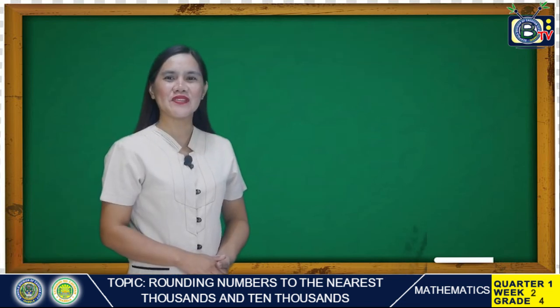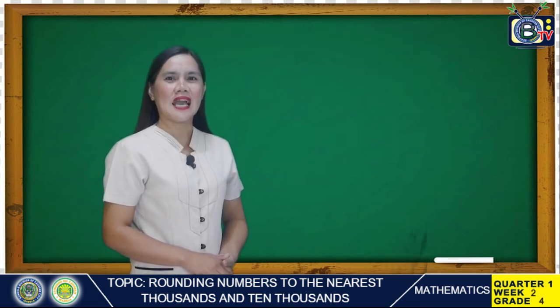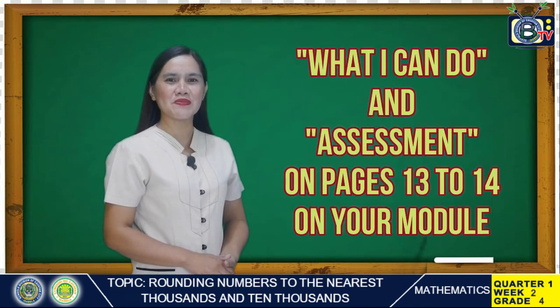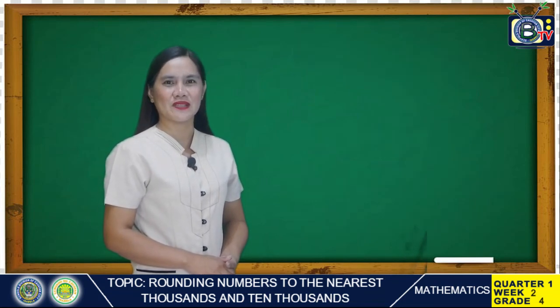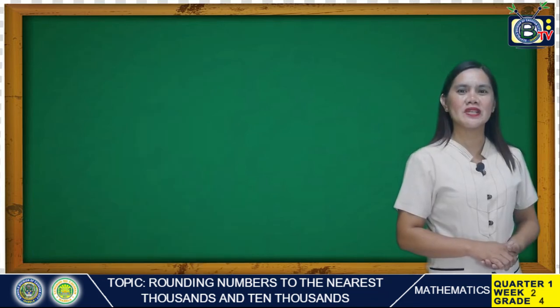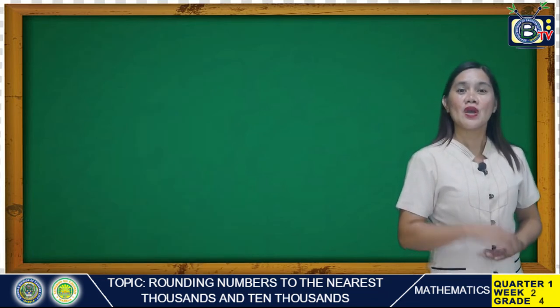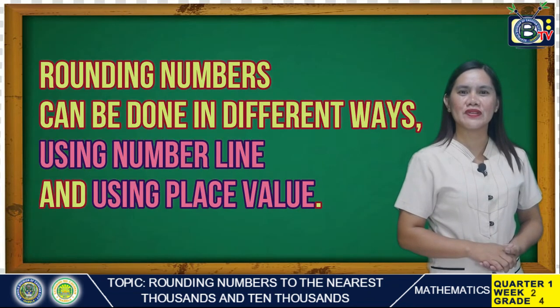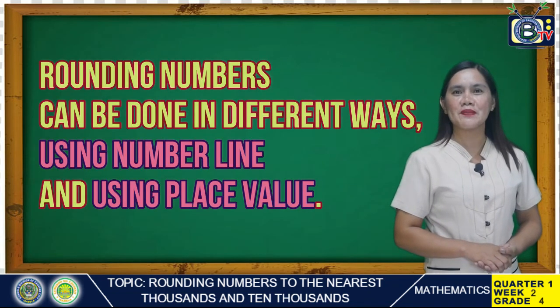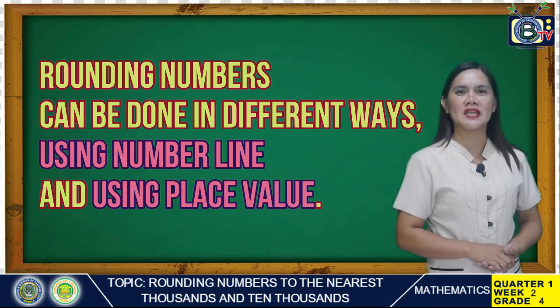Now, for the rest of the activities, children, answer What I Can Do and the assessment on pages 13 to 14 of your module to check if you really understand the lesson. Based on our discussion, how do we round numbers? Correct! Rounding numbers can be done in different ways: using a number line, and using place value.